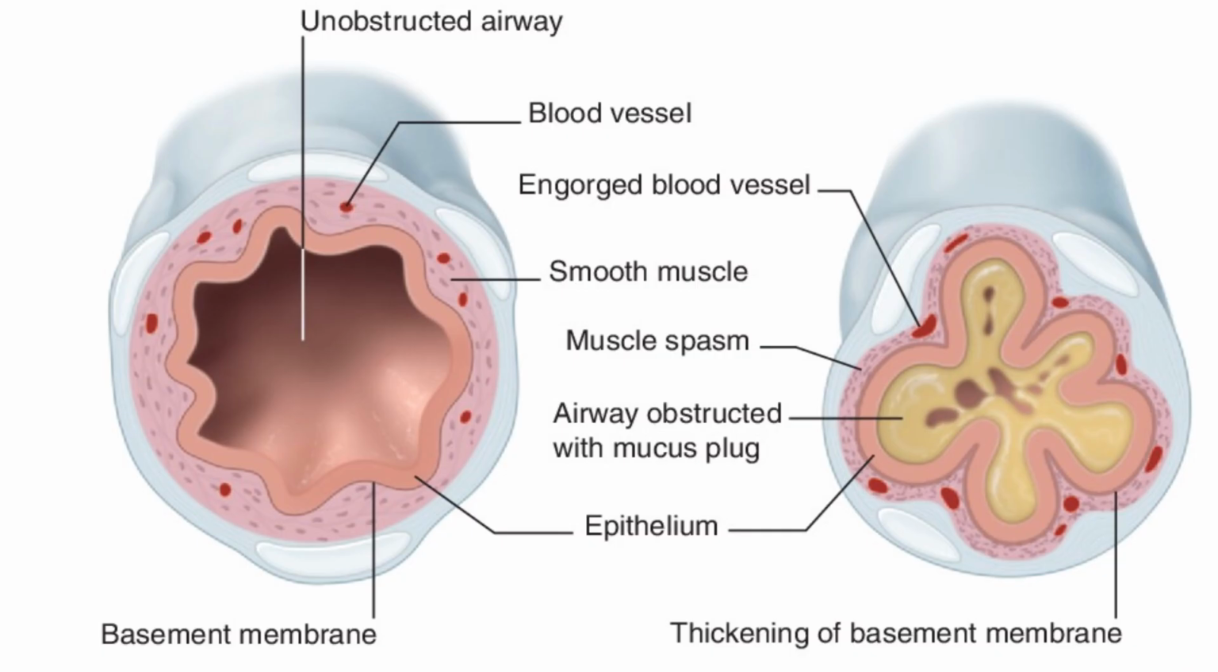And here you have an image of an unobstructed airway on the left, and then on the right, you have an obstructed airway in the setting of asthma. So you have engorged blood vessels. Why is that? Engorged meaning enlarged. Remember, that's part of that inflammatory response, is to dilate so that you can get cells of the immune system into the damaged area. You have muscle spasm. That's that contraction or hyperresponsiveness. Mucus plugging from increased mucus production.